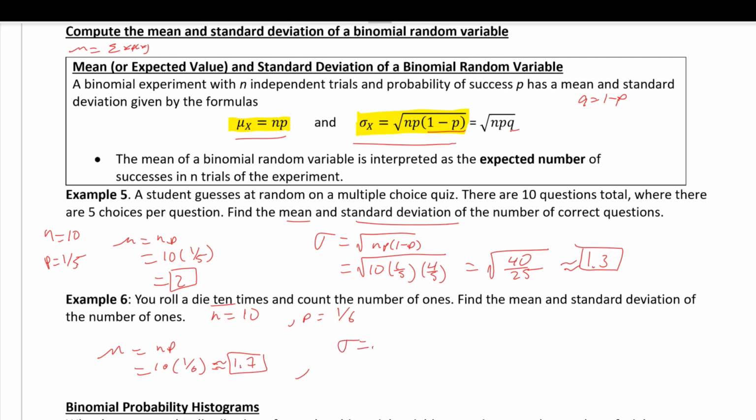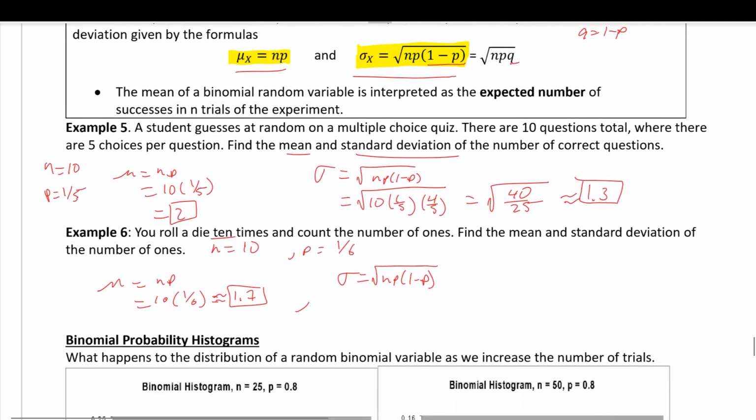And the standard deviation here is the square root of np times 1 minus p, which again is equal to the square root of 10 times 1 out of 6, and the complement of 1 out of 6 is 5 out of 6. 10 times 1 times 5 is 50 in the numerator, 6 times 6 is 36. If I put 50 out of 36 in my calculator, I get about 1.1.